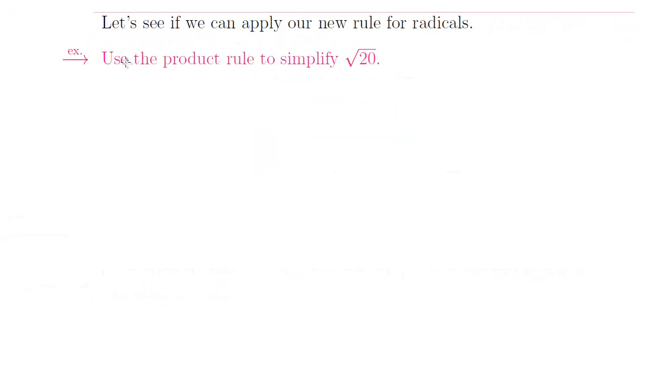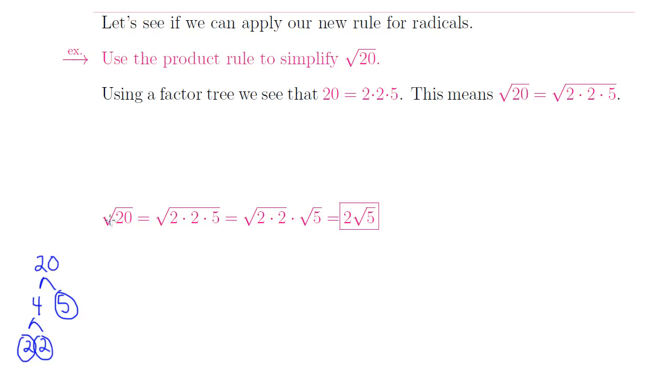Let's look at a baby example to help us understand how the product rule works and how we can use it to simplify radicals. Use the product rule to simplify square root of 20. If you want to simplify square root of 20, the first thing you have to do is factor 20. So I would make a factor tree. 20 breaks down into 4 times 5, and 4 breaks down into 2 times 2. Then we can't break anything else down, so these are our prime factors: 2 times 2 times 5. So the first step in simplification here is to say that root 20 equals root of 2 times 2 times 5.